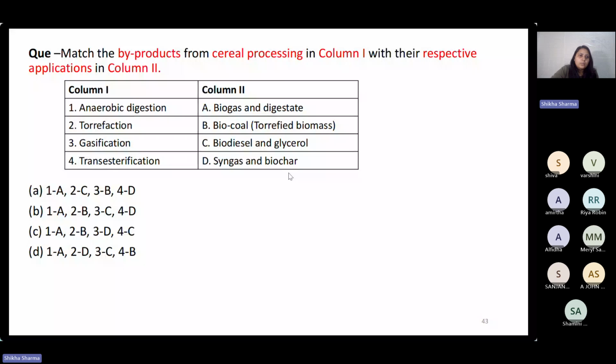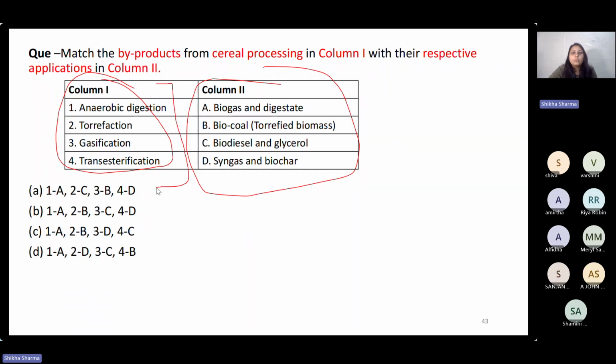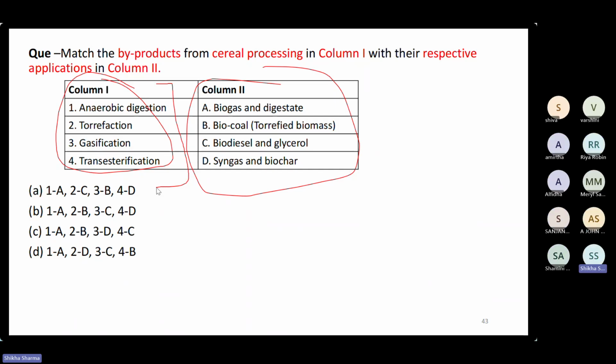Column 1 has the byproducts from cereal processing, with different processes like anaerobic digestion, torrefaction, gasification, and transesterification. And in column 2 we have the products which we get: first is biogas and digestate, second is biocoal, which is torrefied biomass, third is biodiesel and glycerol, and fourth is syngas and biochar. So in column 1 we have different processes to convert the cereal processing waste or byproducts, and in column 2 we have the different products we get from applying these technologies.